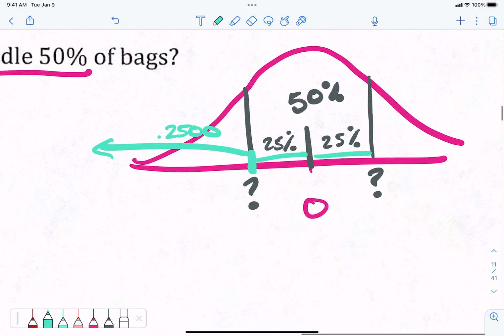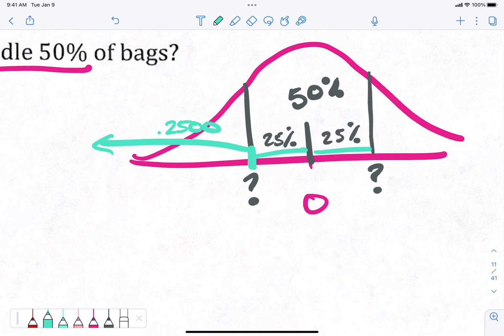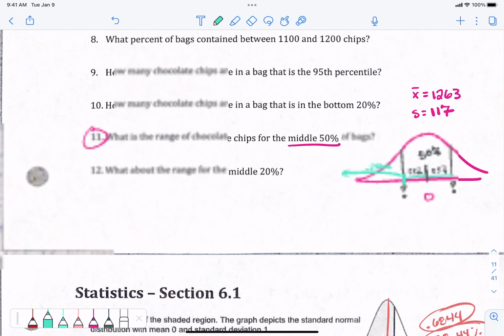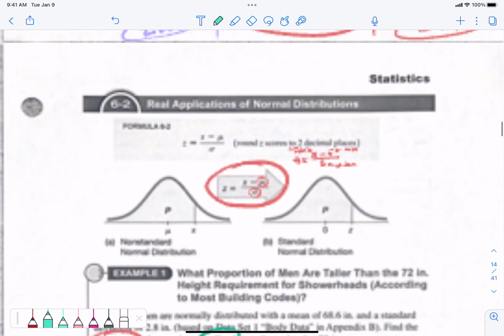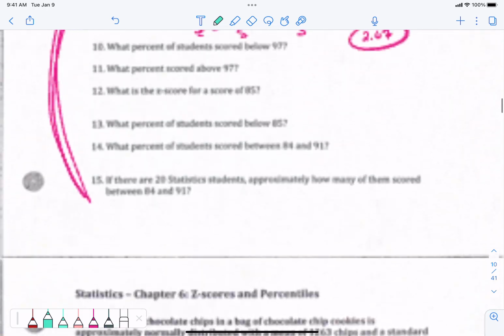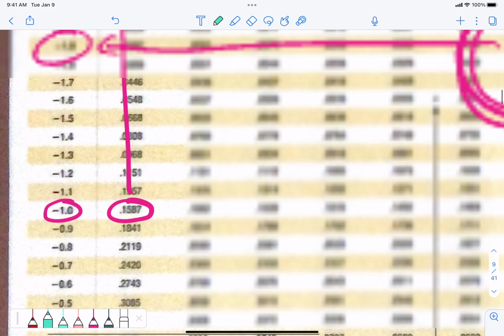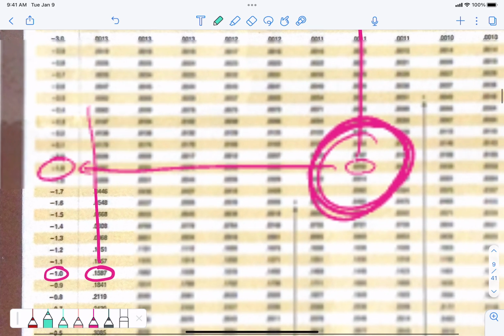Okay, now go to your negative chart. Are we on the positive or negative side? 0.2500 on the negative side. If you look up on the chart, 0.2500, where is it located? How did you find that Z? We haven't found a Z yet. Then how did you get 0.2500?